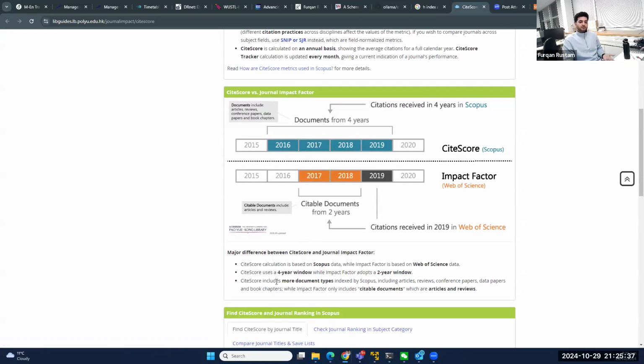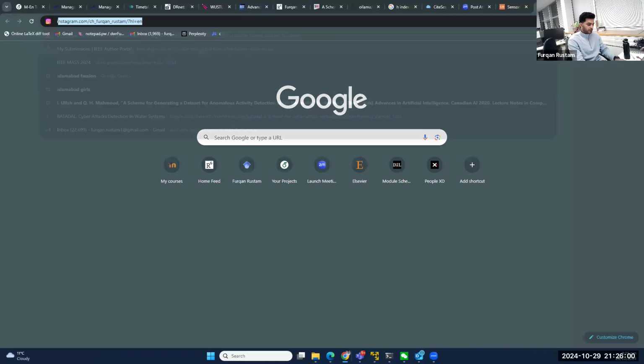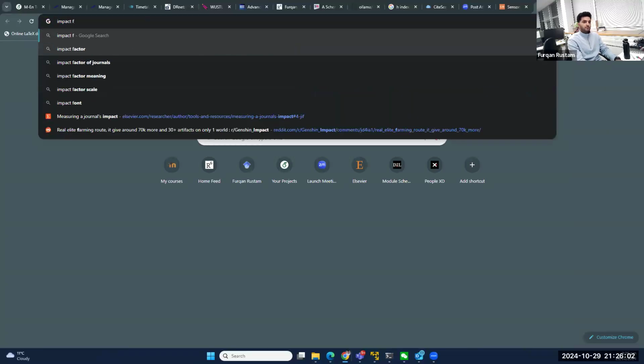So you can find the major difference. The CiteScore calculation is based on Scopus data. Scopus is a database. Similarly, Web of Science is a database, while impact factor is based on Web of Science data. CiteScore uses a 4-year window while impact factor uses a 2-year window. There is a formula which I mentioned. You can even find the impact factor formula here.